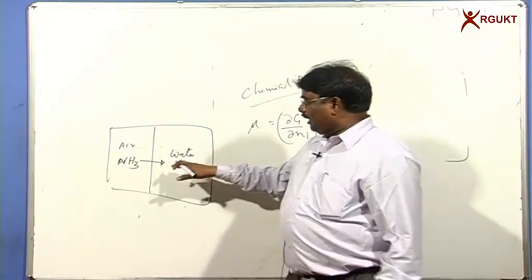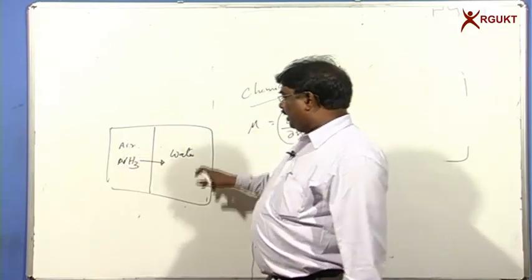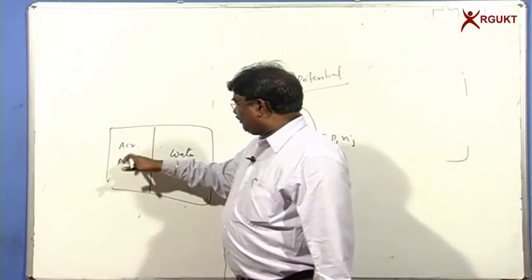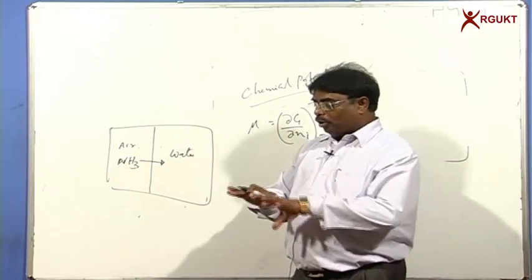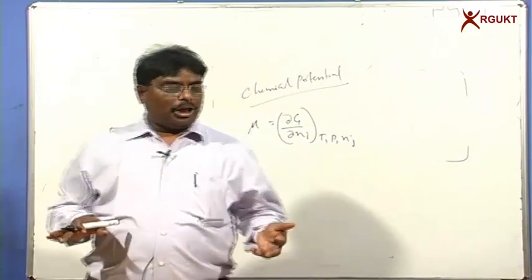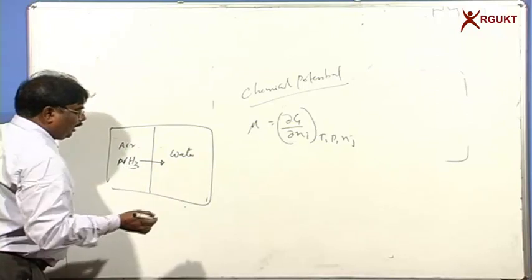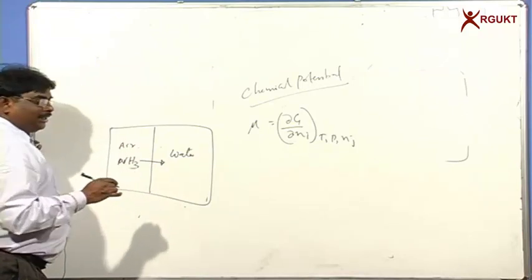So ultimately, we have a gas mixture that contains air and ammonia. If I contact it with water, ammonia will transfer from the gas phase into the liquid phase. Ultimately the process is going to stop, which means we are going to get the equilibrium. At equilibrium, macroscopically there is no change, but microscopically there is still some change. That is what we call a dynamic equilibrium.